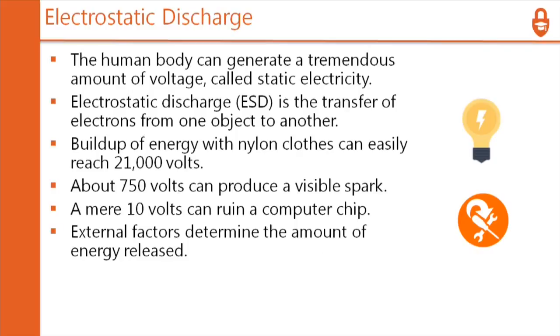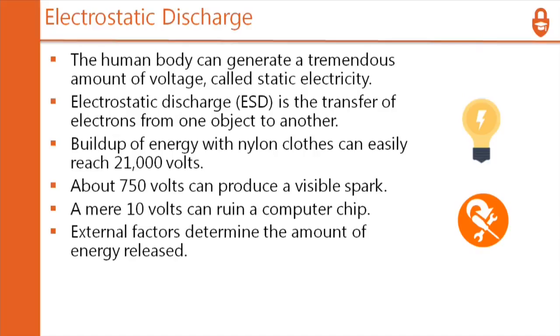Electrostatic discharge. The human body can generate a tremendous amount of voltage called static electricity. Electrostatic discharge is a transfer of electrons from one object to another. Buildup of energy with nylon clothes can easily reach 21,000 volts. But very little current, right? Very little current, just enough to pop you.